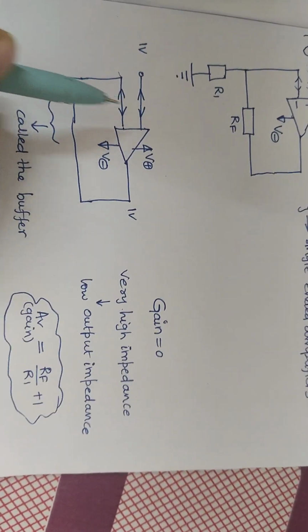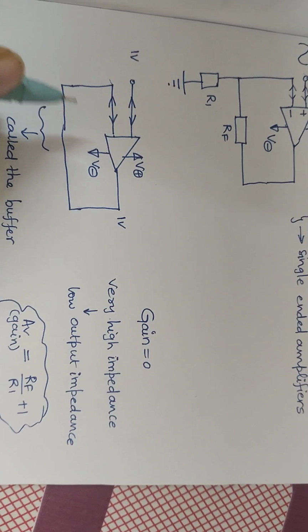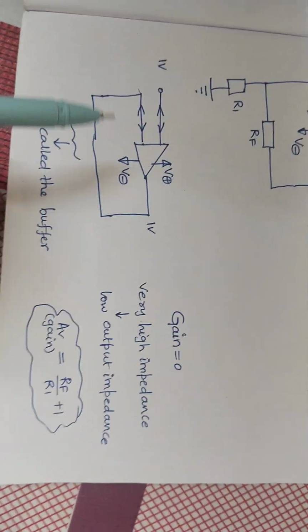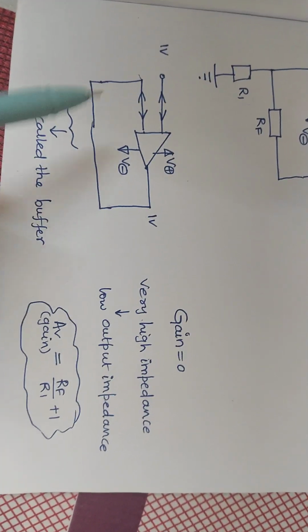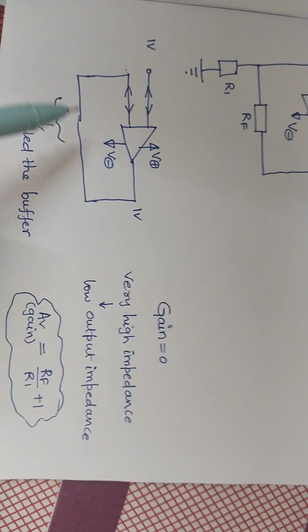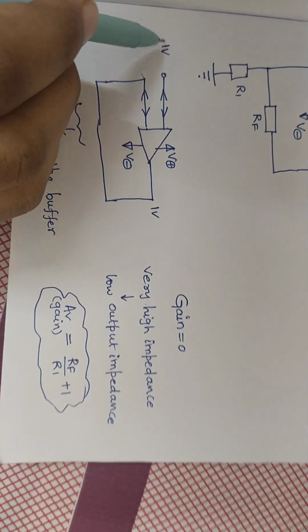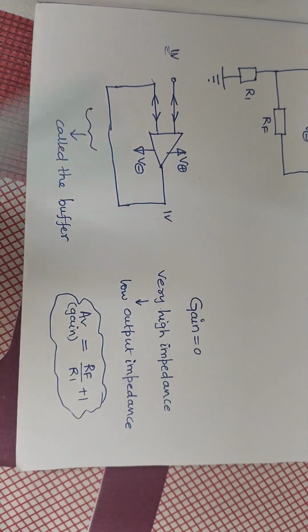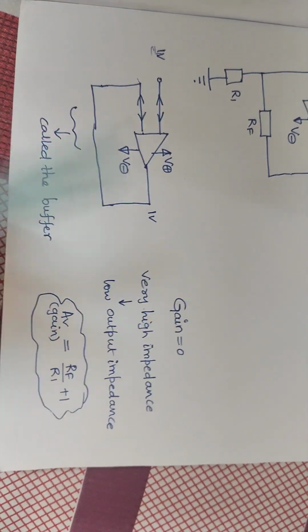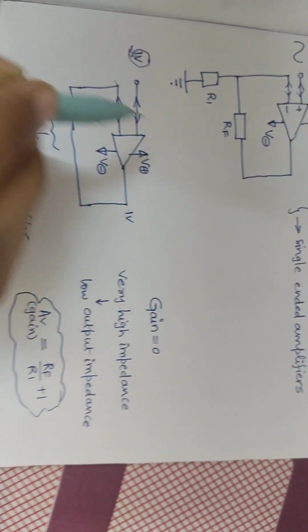Now let's look at the simplest configuration possible, with no external components. There is no feedback resistance and no resistance connected to the ground. Suppose we take a DC source; we can take DC or AC, it's a DC comparator, whatever you like. Let's take DC 1 volt.